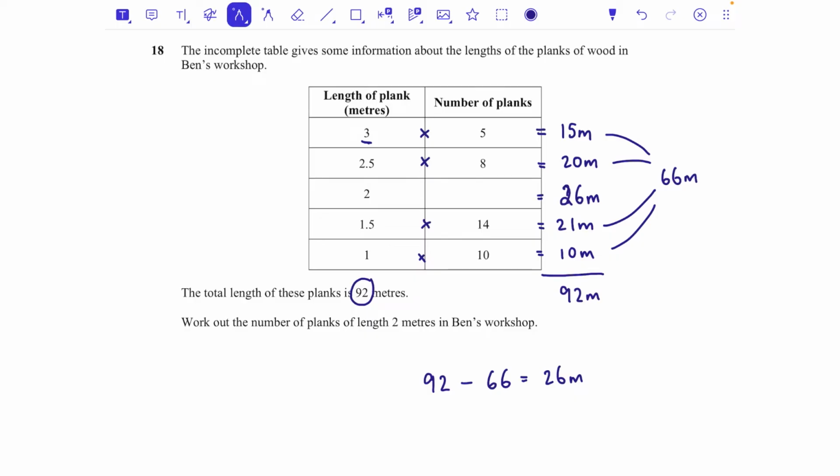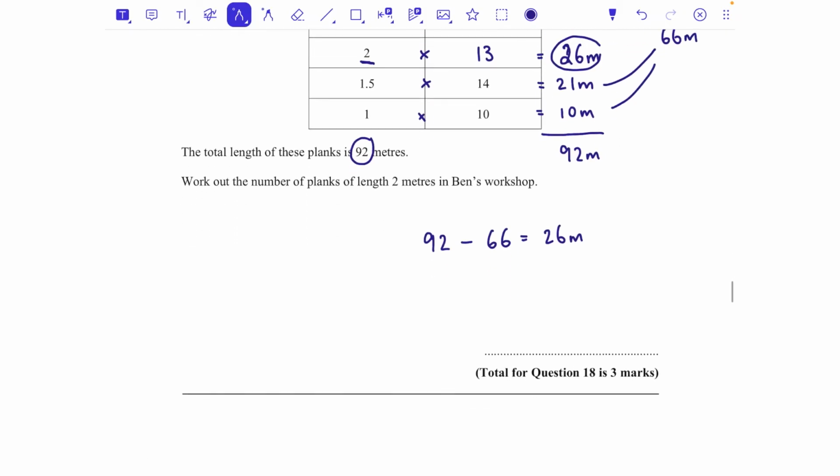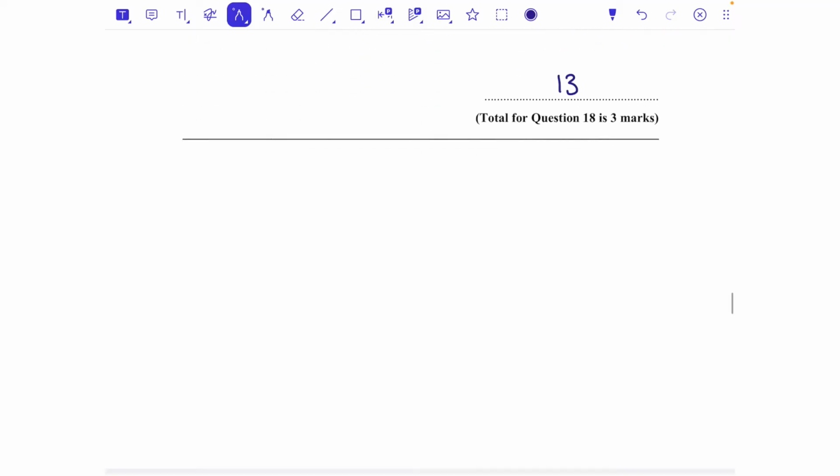But remember that each of the planks of wood are 2 metres long. So how would it add up to 26? We need to know what number here would multiply with 2 to give 26, and that would be 13. 26 divided by 2 is 13. 2 times 13 would give me 26. So there are 13 planks of wood that are 2 metres long in Ben's workshop.